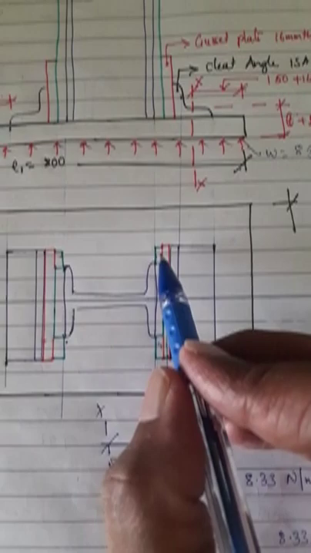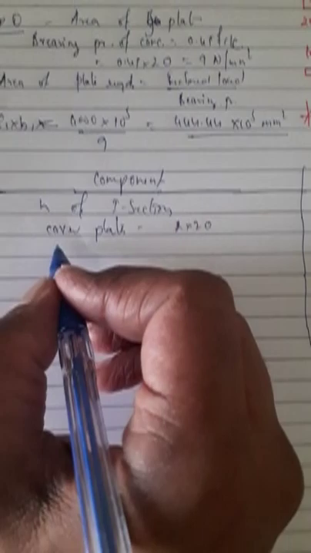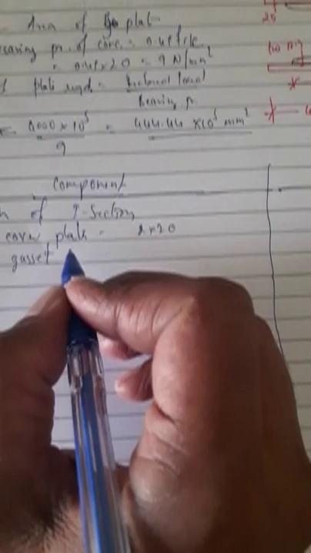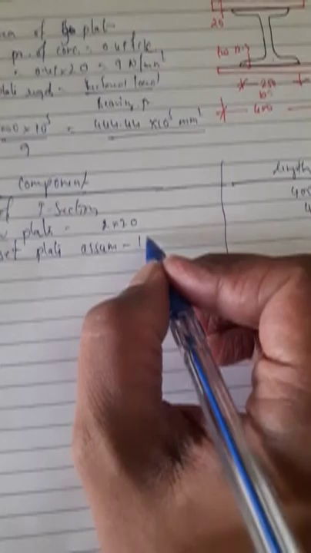Next, cover plates. There are two cover plates of 20 mm thickness. From here to here, this is 20 mm thick. So 2 into 20, I get 40. Next, assume gusset plate. So these are the additional plates which you provide near the foundation. Assume 16 mm, 16 into 2, 32.